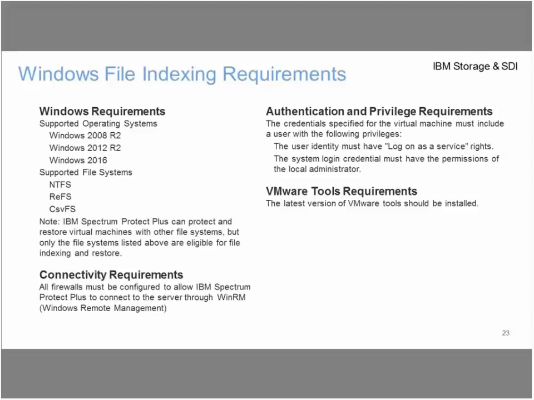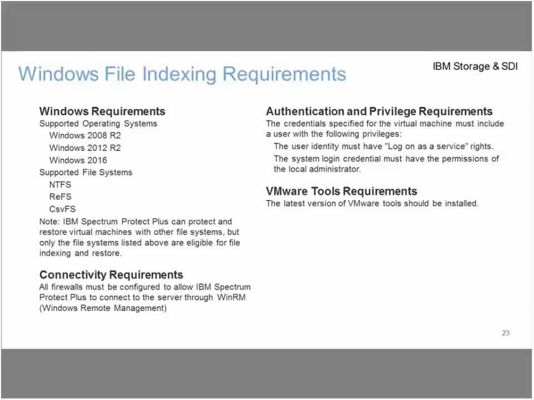You do have to make sure that you've specified the user credentials within the backup options section of Spectrum Protect PLUS, right? And those credentials must include a user that has the logon as service rights permission, as well as a system login credential for the local administrator, right? So essentially you have to add them to the local administrator account and make sure they have the logon as service rights as part of that account. Otherwise, again, we will fail to be able to perform the file metadata indexing.